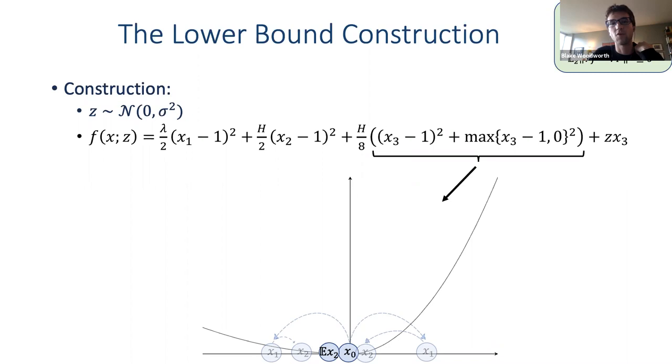And the lower bound works by carefully bounding how far you're going to drift off to the left and showing that local SGD is inevitably going to introduce this bias. And this third term is what gives you that bad behavior.